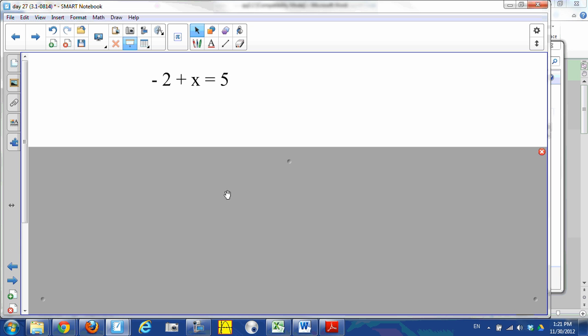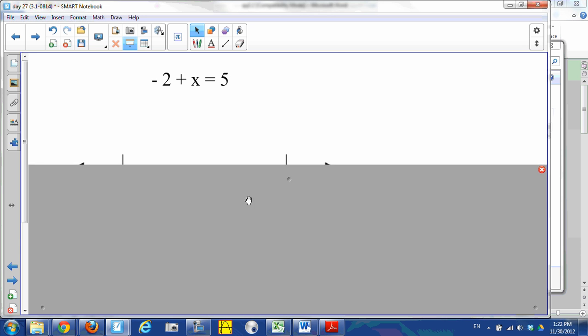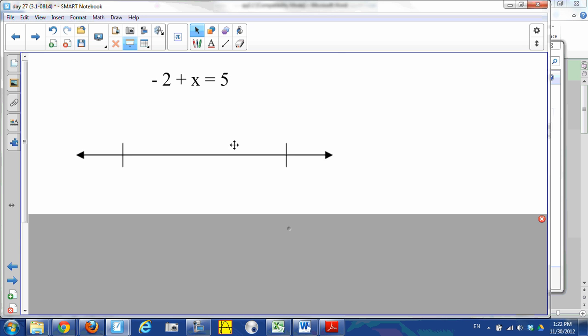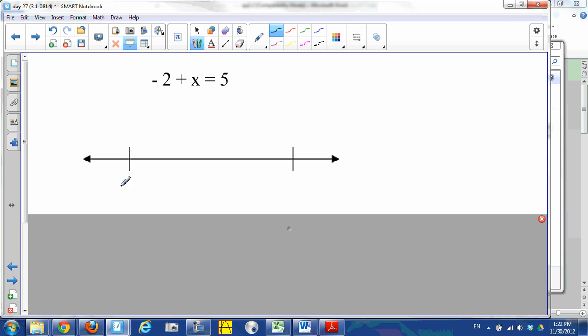The first equation we're going to solve together is -2 plus x equals 5. So the unknown value is whatever you have to add to -2 to get 5. We're going to model that on a number line. Whatever you have to add to -2 to get 5. So here's the way I'm visualizing this.